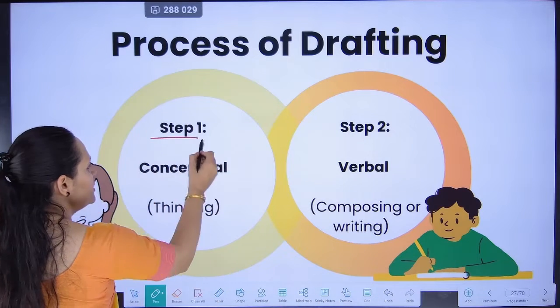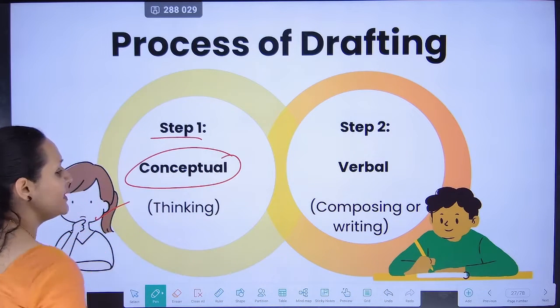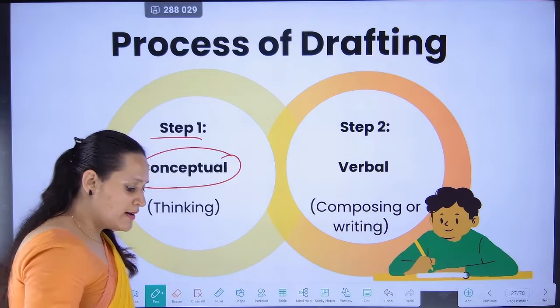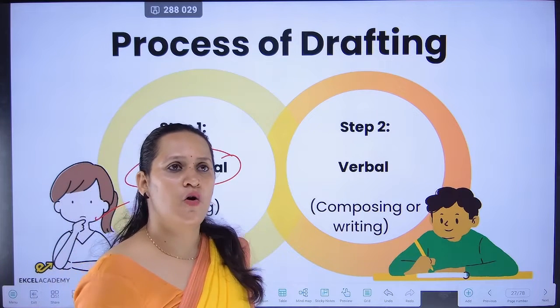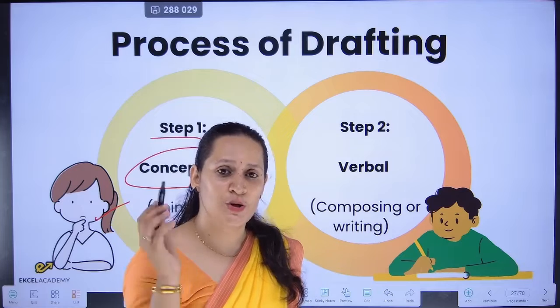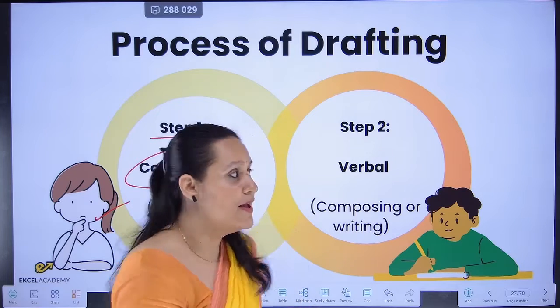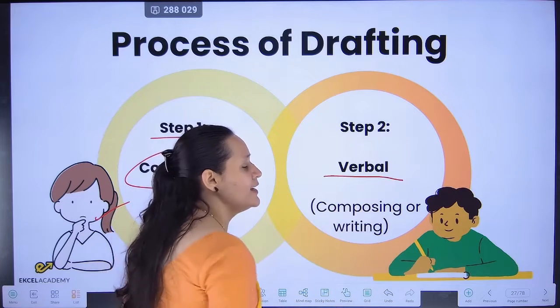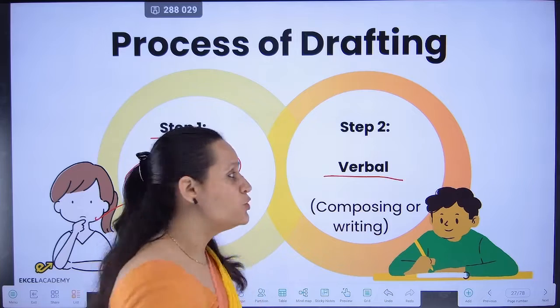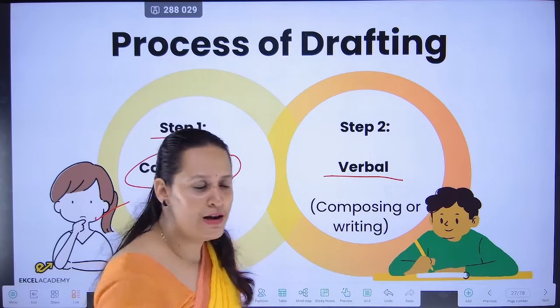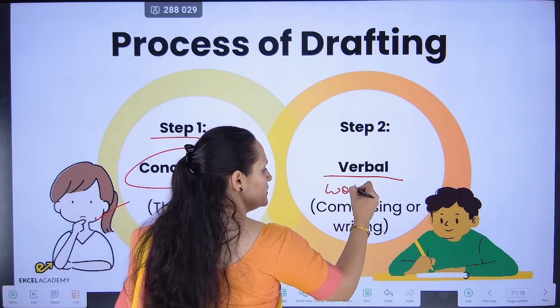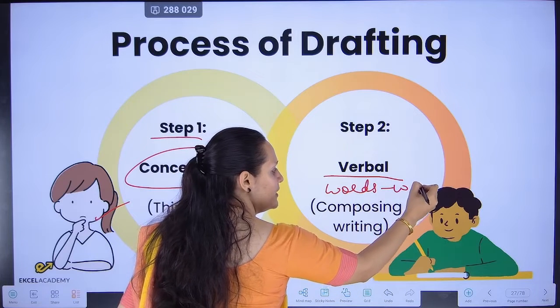First step is conceptual, where we are going to think. Suddenly I tell you, write an answer on characteristics of a company. First you'll think how you're going to structure your answer. Then you're going to start writing, that is verbal writing, putting it into words. Verbal means not necessarily oral, it means putting into words. Putting the words into writing.